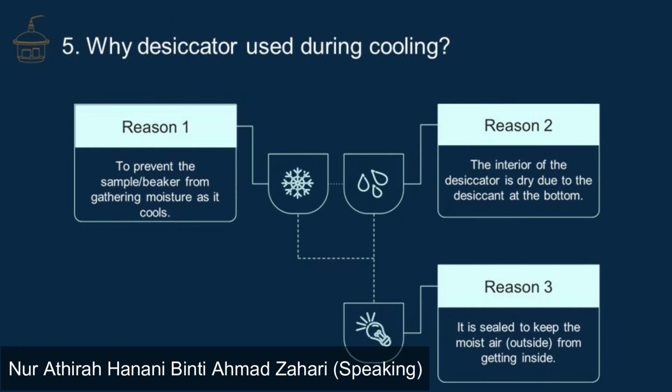The fifth question is, why is a desiccator used during cooling? There are three reasons why a desiccator was used. The first reason, to prevent the sample or beaker from gathering moisture in the middle of cooling. The second reason, the interior of the desiccator is dry due to the desiccant at the bottom. And the last reason, the desiccator is sealed to keep the moist air outside from getting inside.